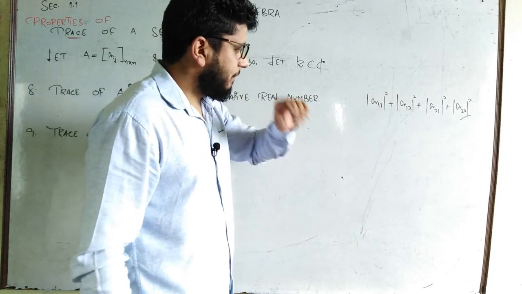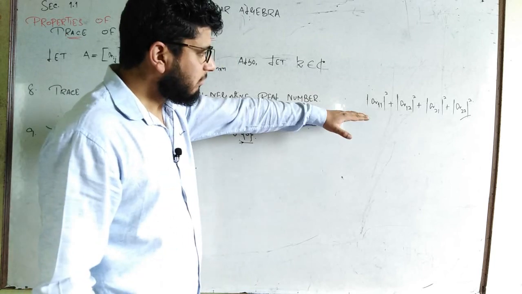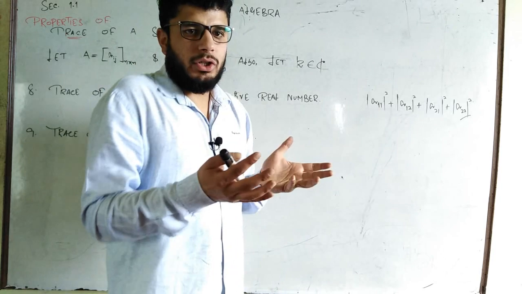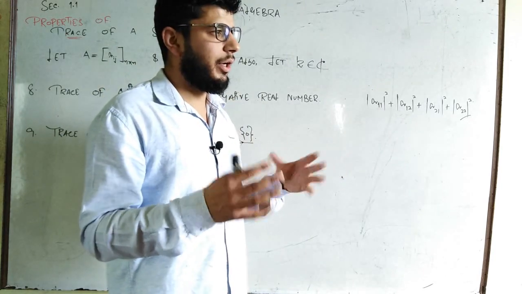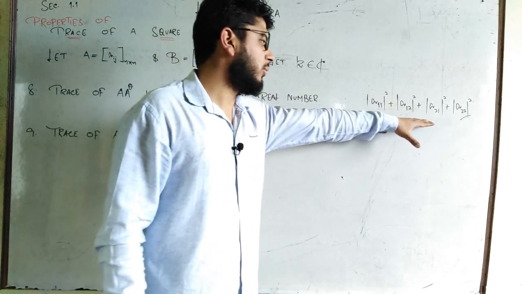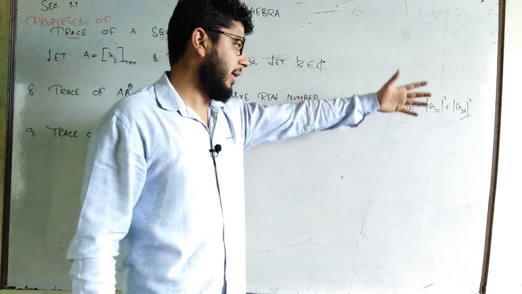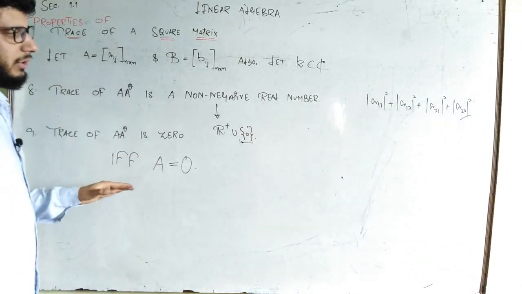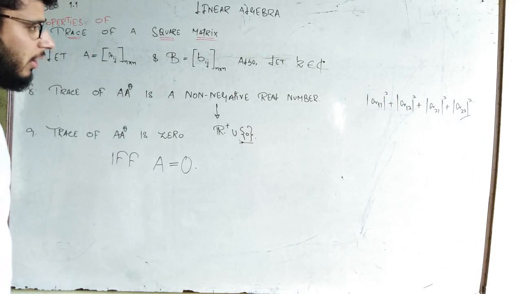You are adding non-negative numbers, right? The sum of the non-negative numbers is zero. The possibility is when each element, each entry or each number is zero, right? The sum will come out to be zero. If this is zero, this is zero, this is zero, this is zero. When that thing happens that each entry is zero, that means the matrix itself is a null matrix. Right, so it's if and only if, so you will remember it nicely.